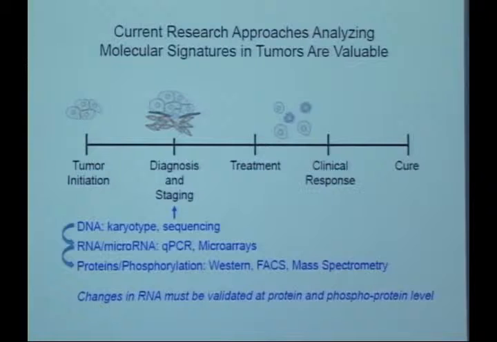And don't forget, anything that you find either with RNA or DNA really needs to be validated at the protein and phosphoprotein level because that's really where everything happens. A lot of our treatments now are targeting protein kinases, and you're only going to see changes in phosphorylation. Looking for a change in RNA is not really a direct measure, and certainly the DNA is not going to change.